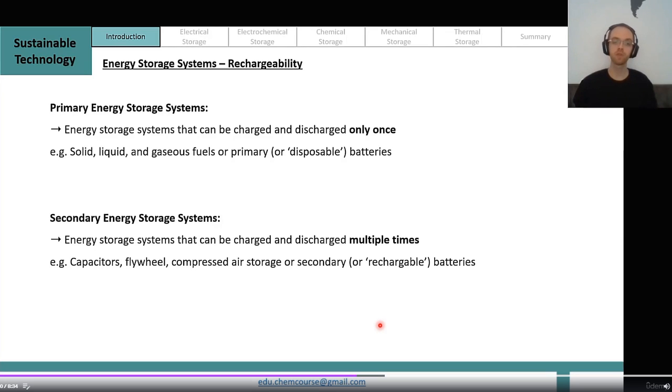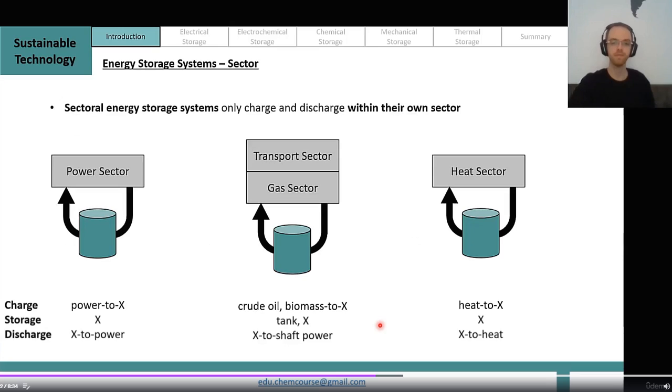batteries. Please don't worry if you don't know some of these technologies yet, like flywheel or compressed air storage. We will cover all of this in greater detail in the respective chapters. Before, we should look at the certain sectors of energy storage systems.